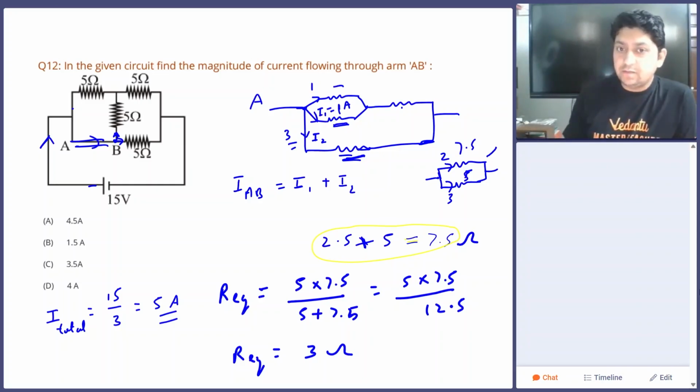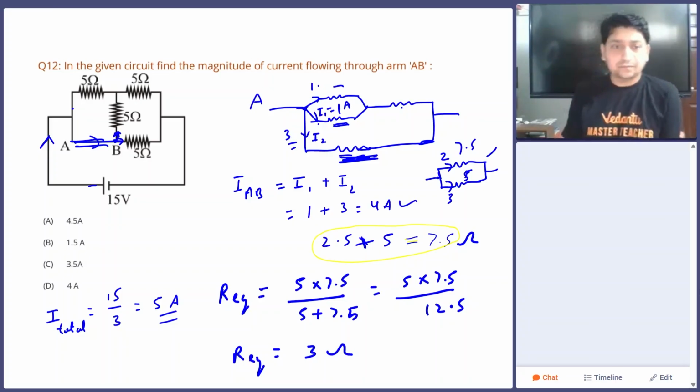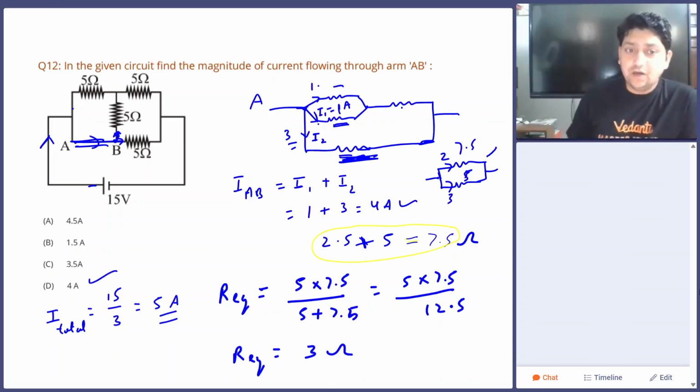The 3 ampere current will be passing through this resistance, and these two resistances are in parallel, and both resistances are equal, so the 2 parts will be divided equally: 1 part will be passing from here and 1 part from here. So overall, the current passing through AB will be I1 plus I2. I1 is 1 ampere and I2 is 3 ampere, so 4 ampere current will be passing through AB. So option D will be the correct answer.